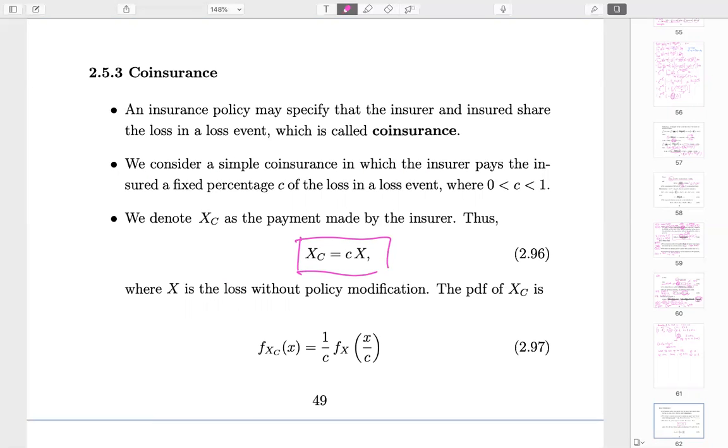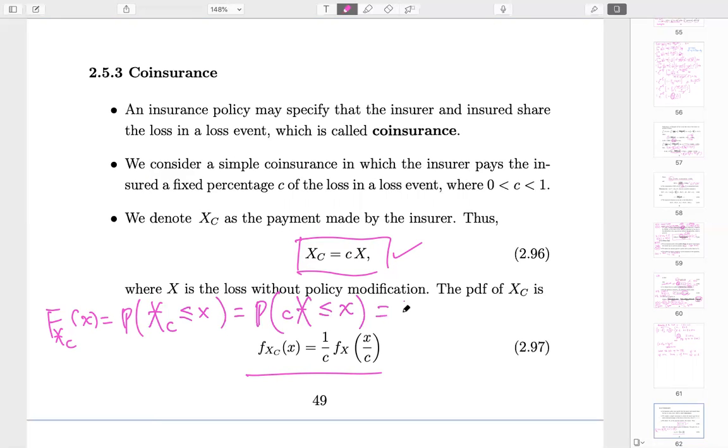So that's why here it's very easy to analyze the PDF function. I believe all of you know how to do, right? So I always ask you to do this. This is the CDF. By definition, is XC less than X. So this will be small c times capital X less than small x. So it will be capital X less than X divided by C.